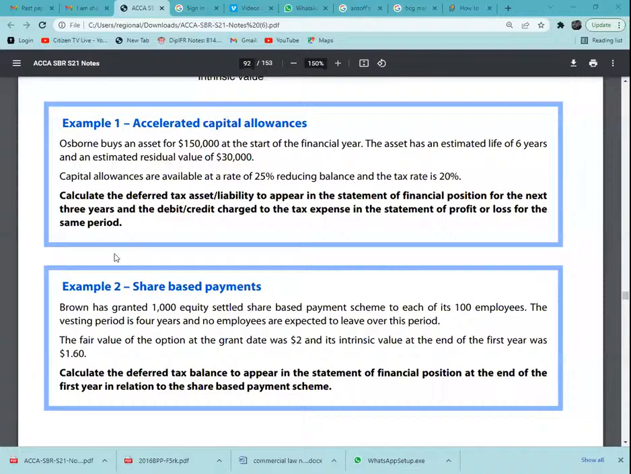So we have 1,000 share-based options, and how many employees? So we have 1,000 times 100 employees. So Brown has granted 1,000 equity share-based payment to each of its 100 employees, right? And in this case we can see the value is supposed to be 1.6.